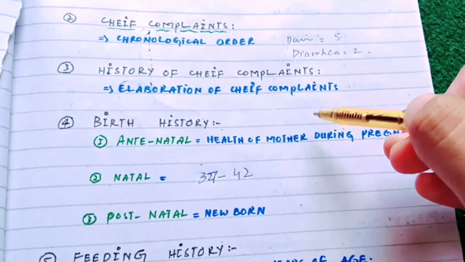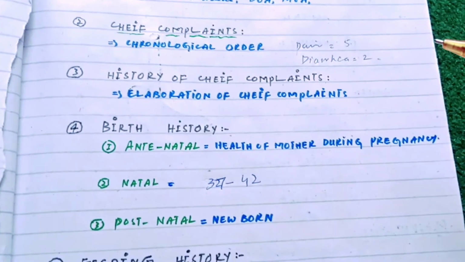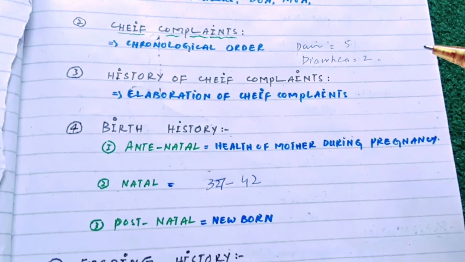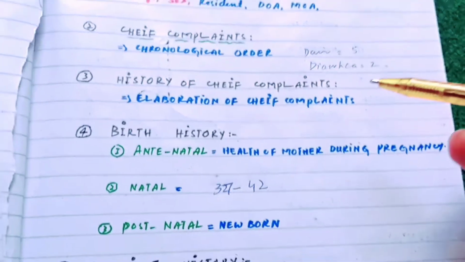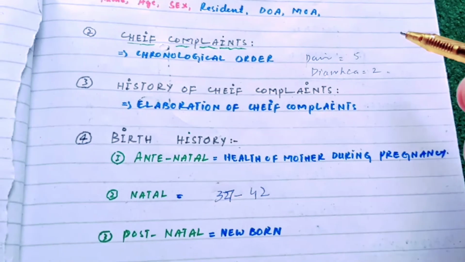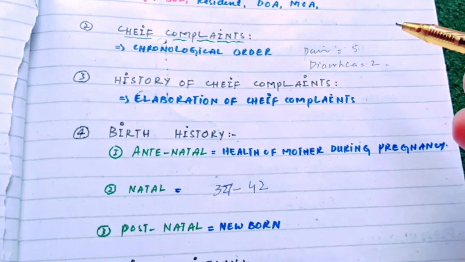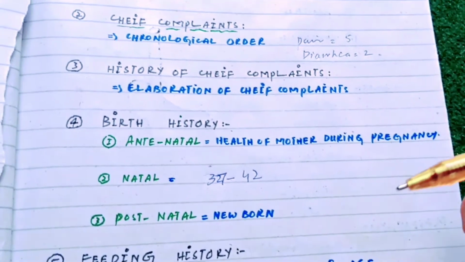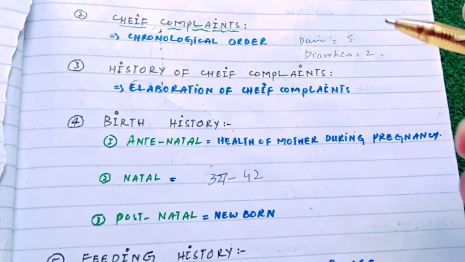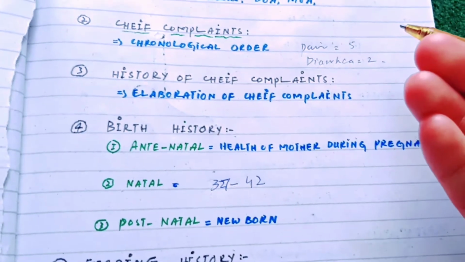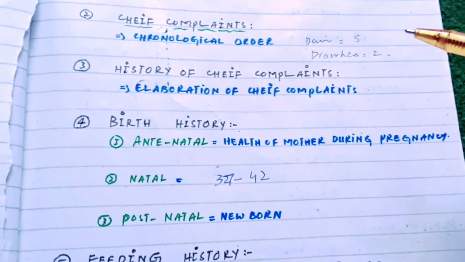In antenatal history, ask about the health of the mother during pregnancy. For example, did she suffer from any chronic illness like diabetes or hypertension, any type of infection like tuberculosis or syphilis, or is she taking any medication? If the answer is yes, then ask about the type of medication she is taking, and its dosage and dosage form.